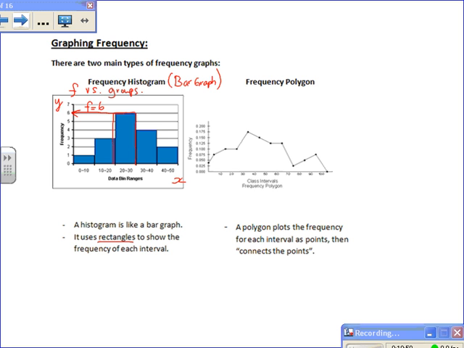Okay, so there were a total of 6 times where data values were in this range. Or, 6 students scored between 20 and 30.